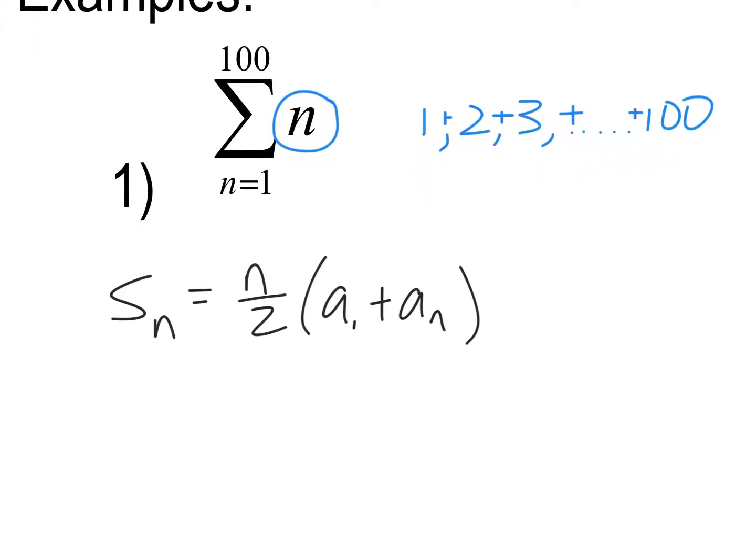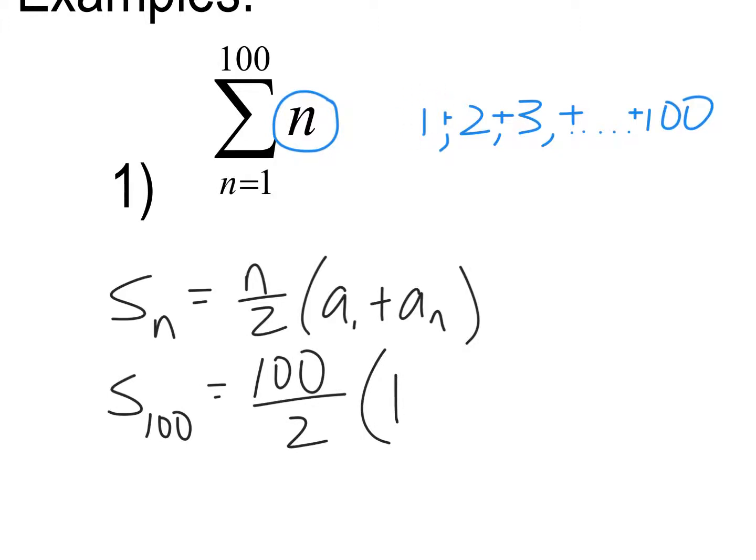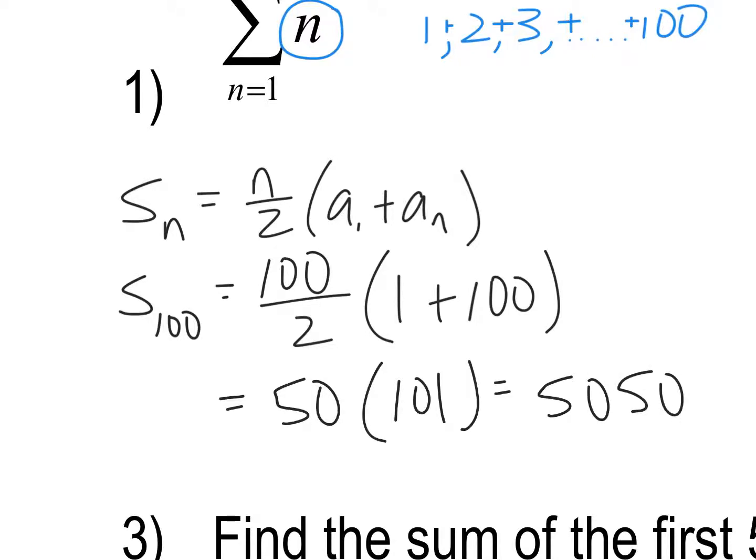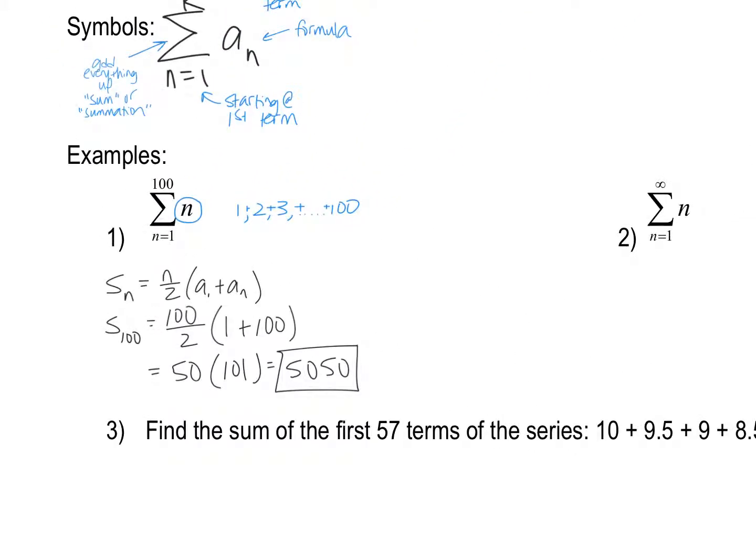So let's try that. The sum of the first 100 terms in this sequence: n is 100 since I'm adding up 100 terms. The first term, which I wrote right here, is 1. The last term, which I also wrote way over here, is 100. If you added up every single number from 1 to 100 in your calculator, you would get the answer of 5,050. Isn't that exciting?